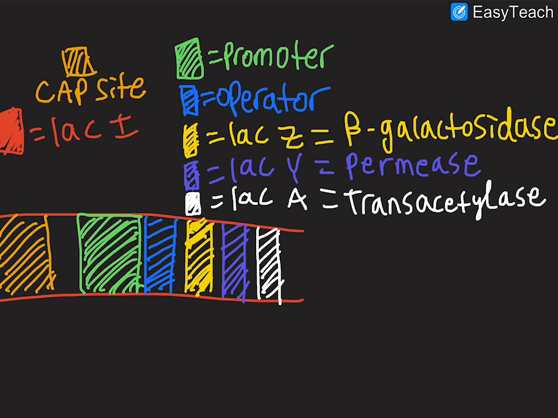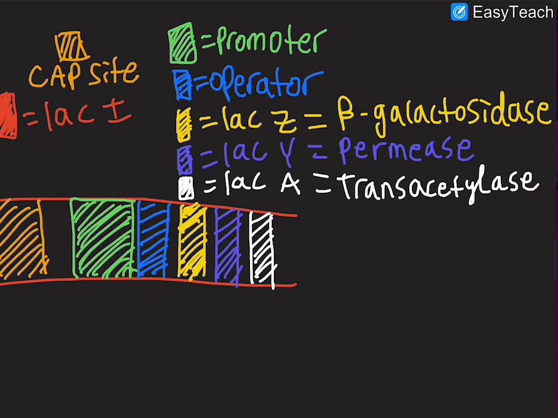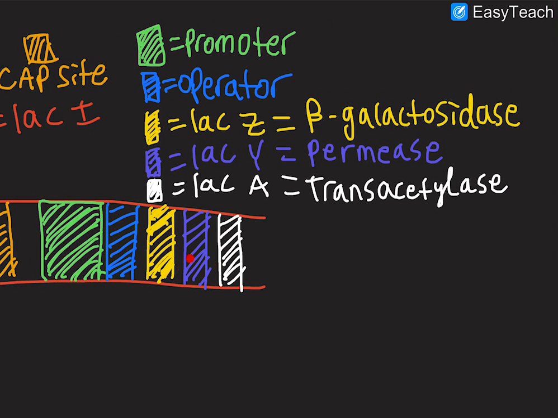So this gene right here in green, this section of the genetic material, is the promoter. This is where the RNA polymerase will bind. And then we have the operator right in front of it. Then we have these three genes that, if you express them, will end up being proteins. If you undergo transcription and translation, we're going to have proteins from these genes.